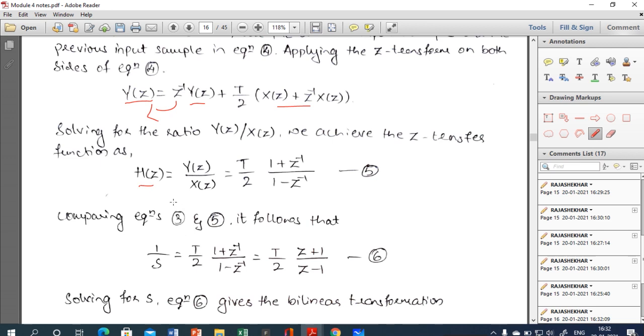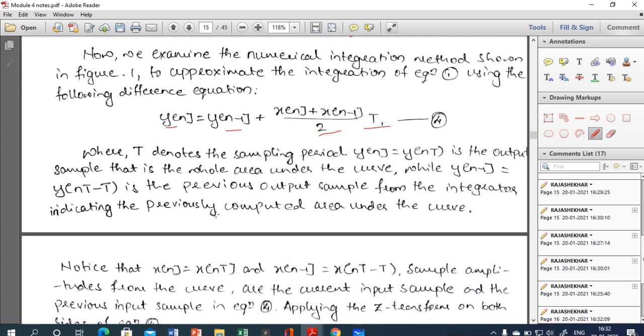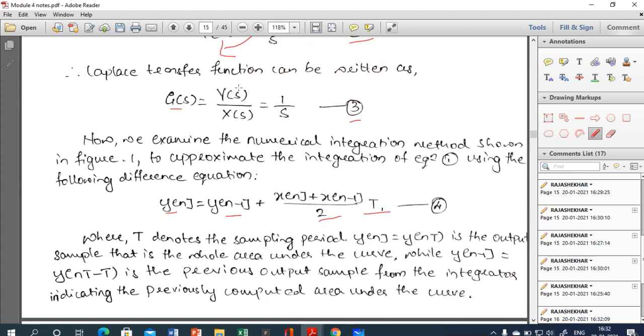Now this can be written as h of z, because this is the transfer function for the z transform, and this transfer function is equation 5. It should be compared with equation 3 here. In equation 3, y of s by x of s, only the variable is different. Here s represents the s plane and z represents the z plane, where the s plane represents the analog function and the z plane represents the digital function, or digital plane. So here y of s by x of s can be written as 1 by s.